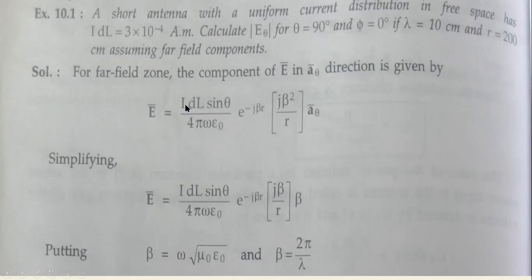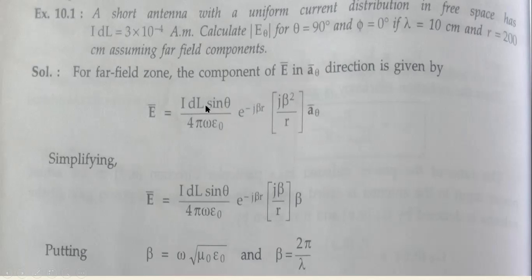So how can we simplify? Electric field is equal to IdL sin theta divided by 4 pi omega epsilon 0, and the exponential form is e raised to the power minus j beta r. Why is this r prime replaced by r? Because we are interested in the radius at this moment. In this way, j beta squared divided by r, in the a theta direction. This part is related to a theta. By focusing on the direction of a theta, we are writing this expression.